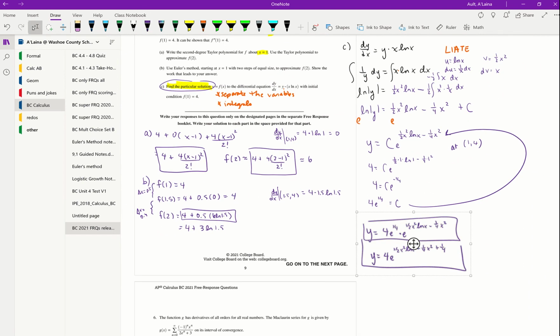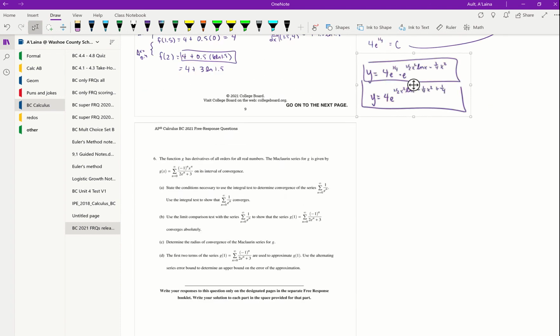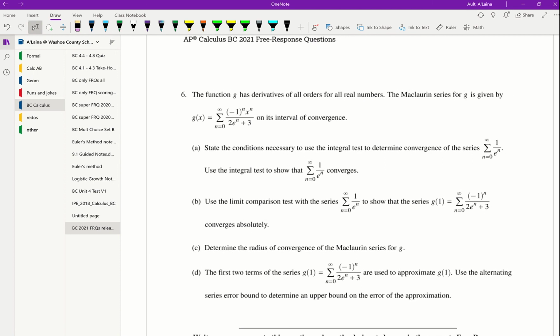All right, so that's number 5. Let's take a look at our last one, which is number 6. Here we go. This one's a BC only question, and this is our question on Unit 3, Infinite Series.